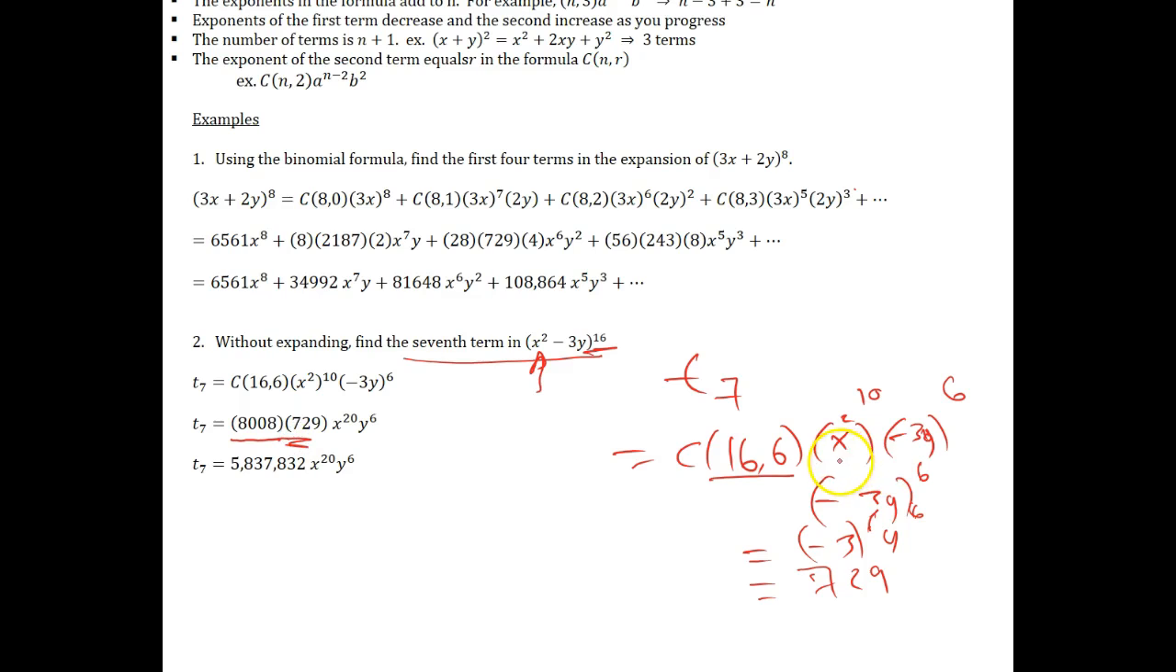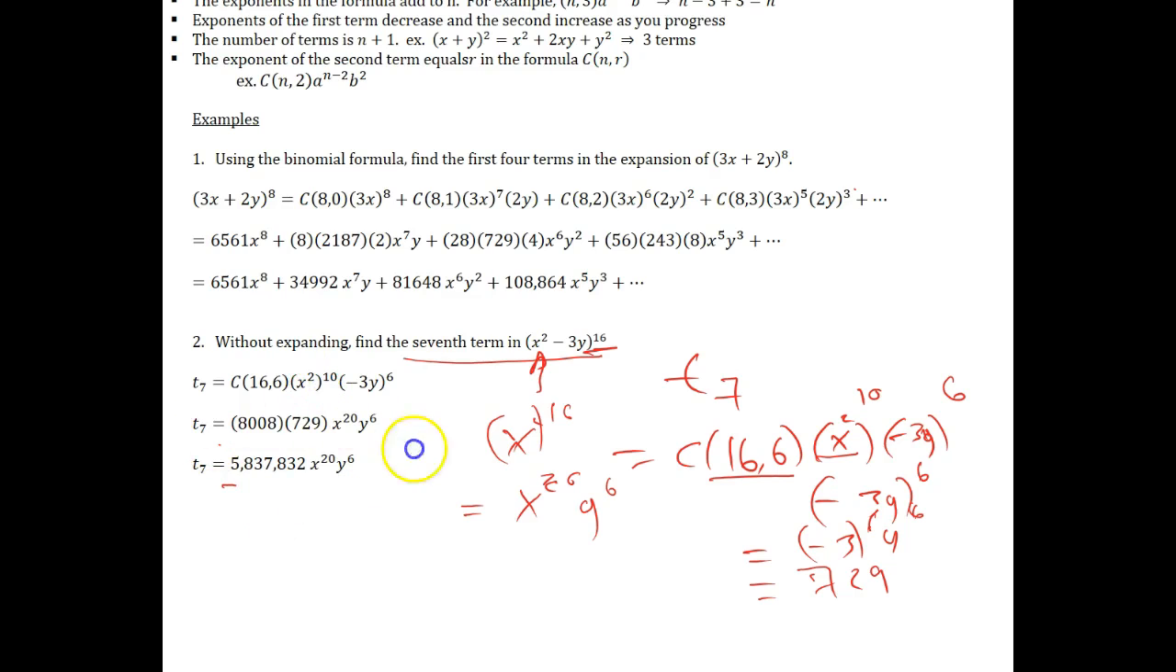A common mistake is that we have x squared to the power of 10. Right. X squared to the power of 10. And it's easy to add these, but with exponents you multiply them, so it's going to be x to the power of 20. Sorry about the writing. And you're going to have y to the power of 6. So x to the 20, y to the 6. Multiplying these two terms together, you get a big number, 5,837,832, x to the 20, y to the power of 6. So that's essentially how you can find any term.